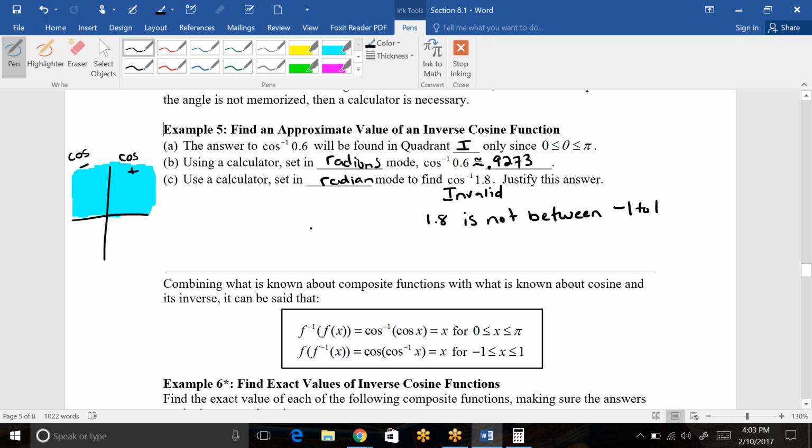So remember, because our inverse had to be just a small chunk of the cosine wave, essentially 0 to pi, and plus cosine never gets higher or lower than 1 and -1, we can't plug in a value outside of -1 to 1, or between them, I should say, into our inverse function. So it is not valid.